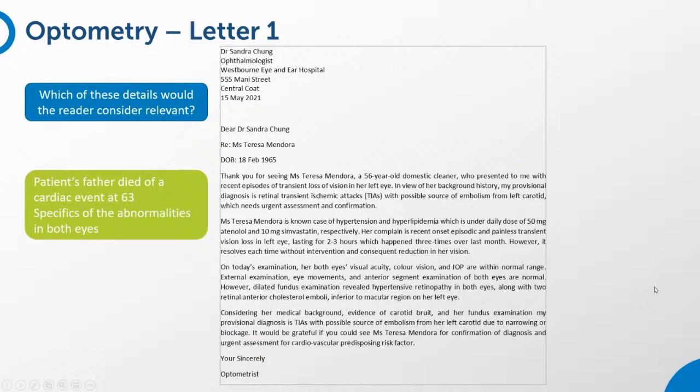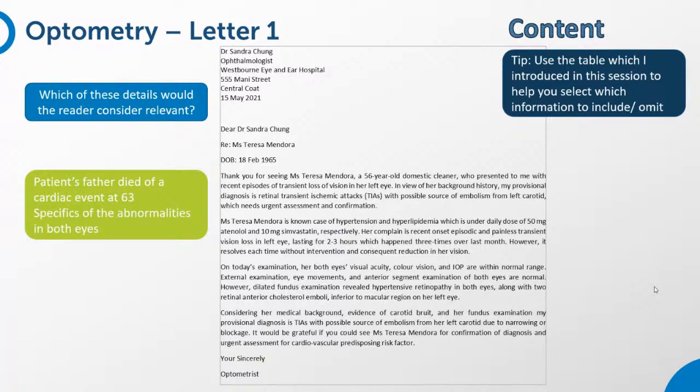Now, a few other details from the case notes that we thought about earlier have been omitted from this letter: that the patient's father died of a cardiac event at 63, and they haven't included any of the specifics of the abnormalities in both eyes. So I'd hope you'd agree that all of these details that you can see on the screen are pretty important to the reader and missing from this letter.